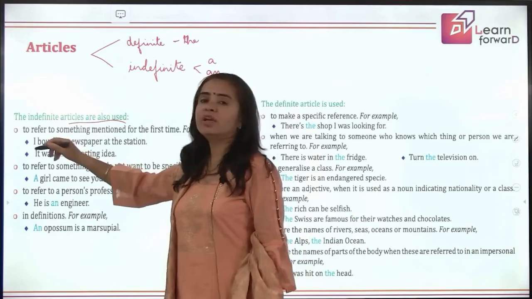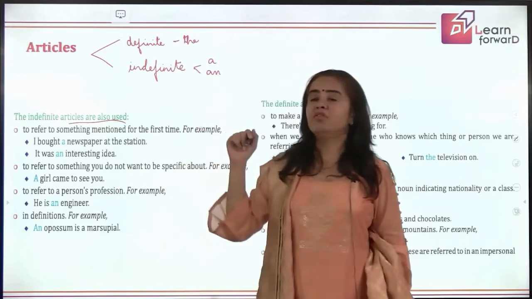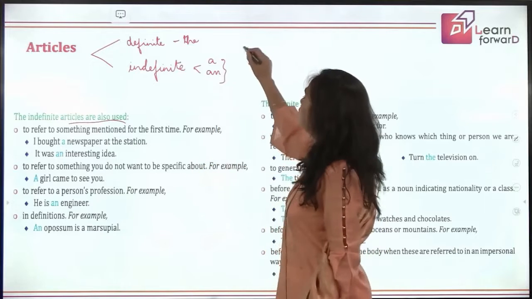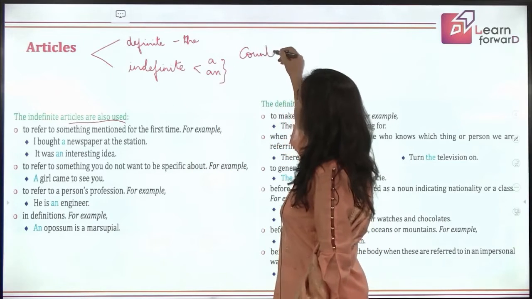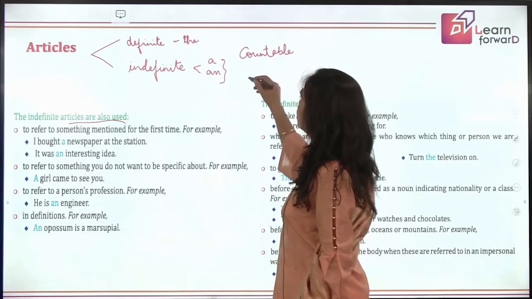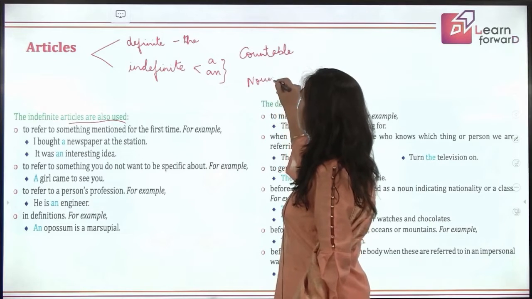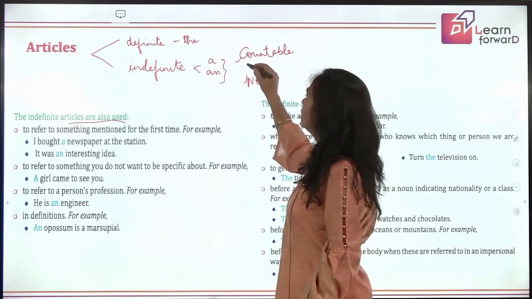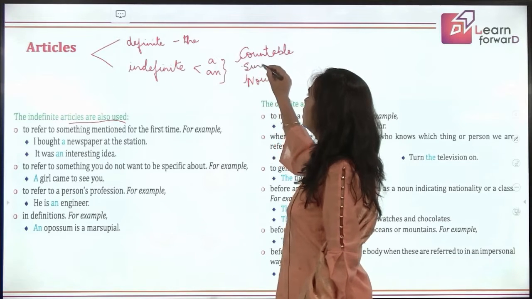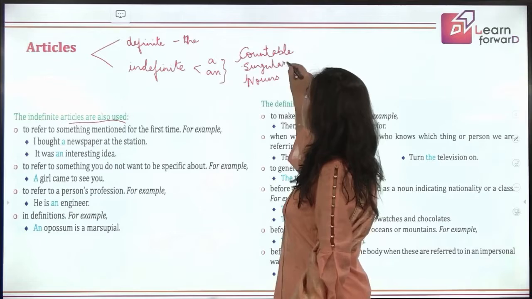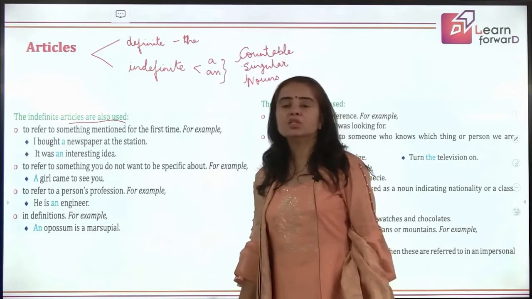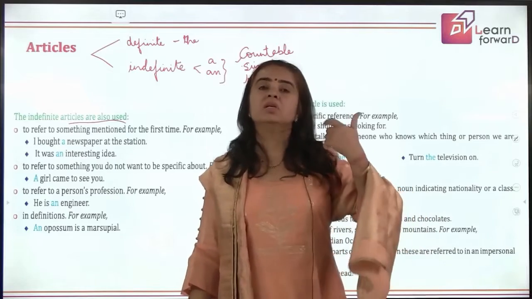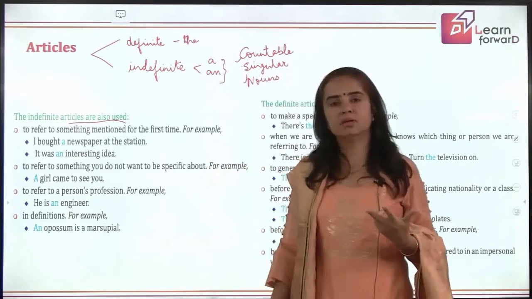So indefinite articles are used before countable nouns. First condition is they should be nouns. Second condition is nouns should be countable. And the third condition is they should be singular because a and an mean one, right? So indefinite articles are used before countable singular nouns, right?